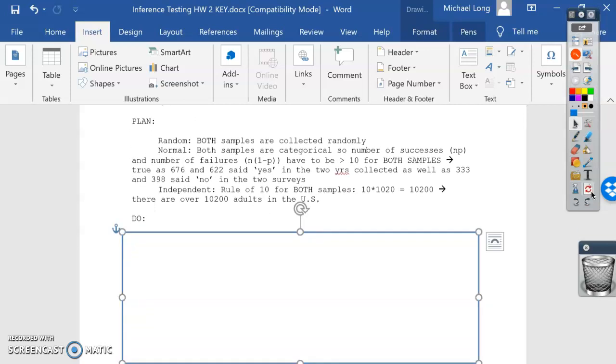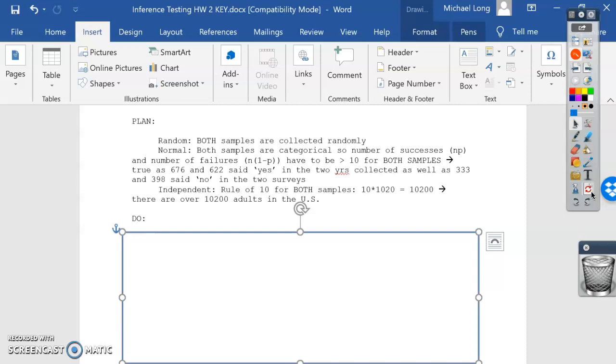Both samples are categorical, so we have to look at the number of successes and the number of failures and see that they're both at least 10 for both samples. Well, that was true for 2007 and 2008. We had 676 and 622. And then if you subtract the totals, 1,009 from 676 and 1,020 from 622, that tells us the number of failures, and that's where I got the 333 and 398. I subtracted those from the total number of people and found out how many people said no.